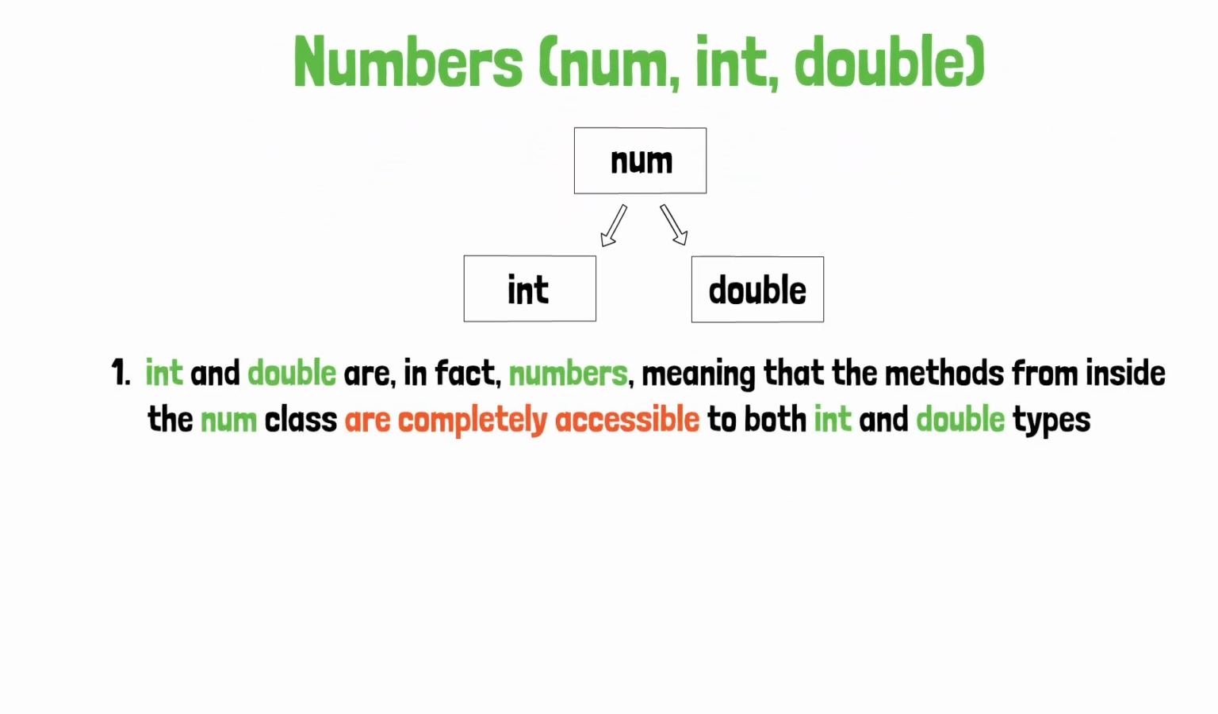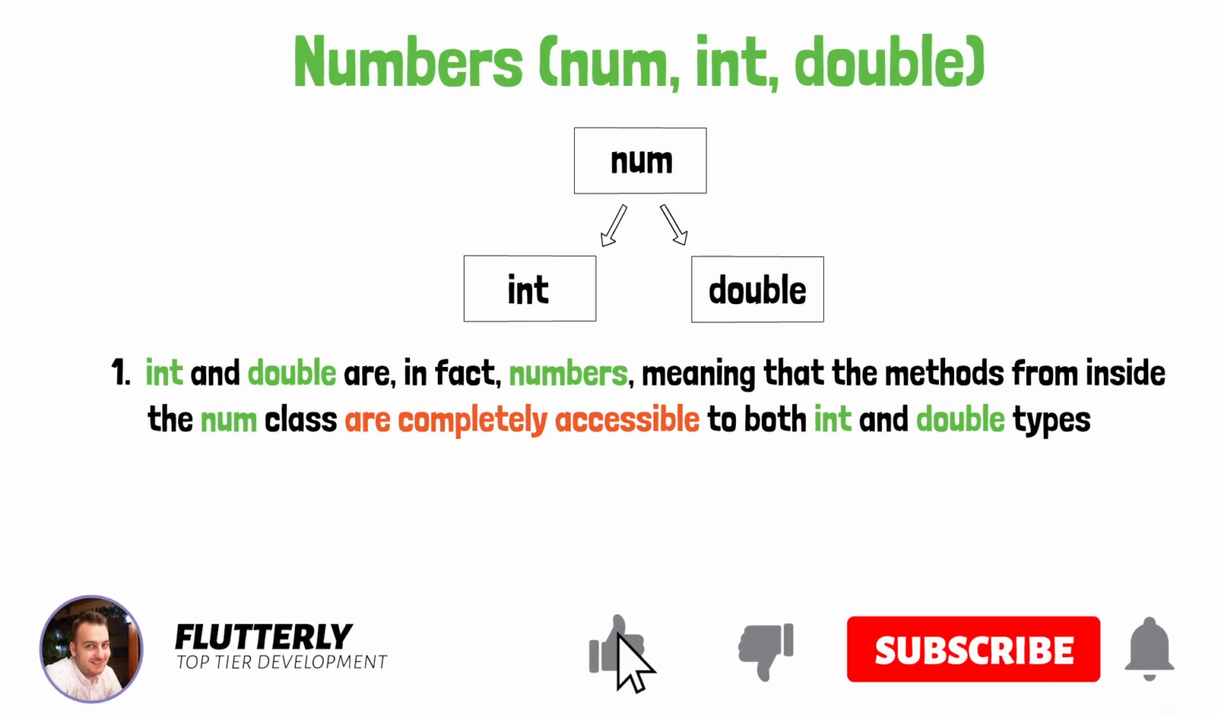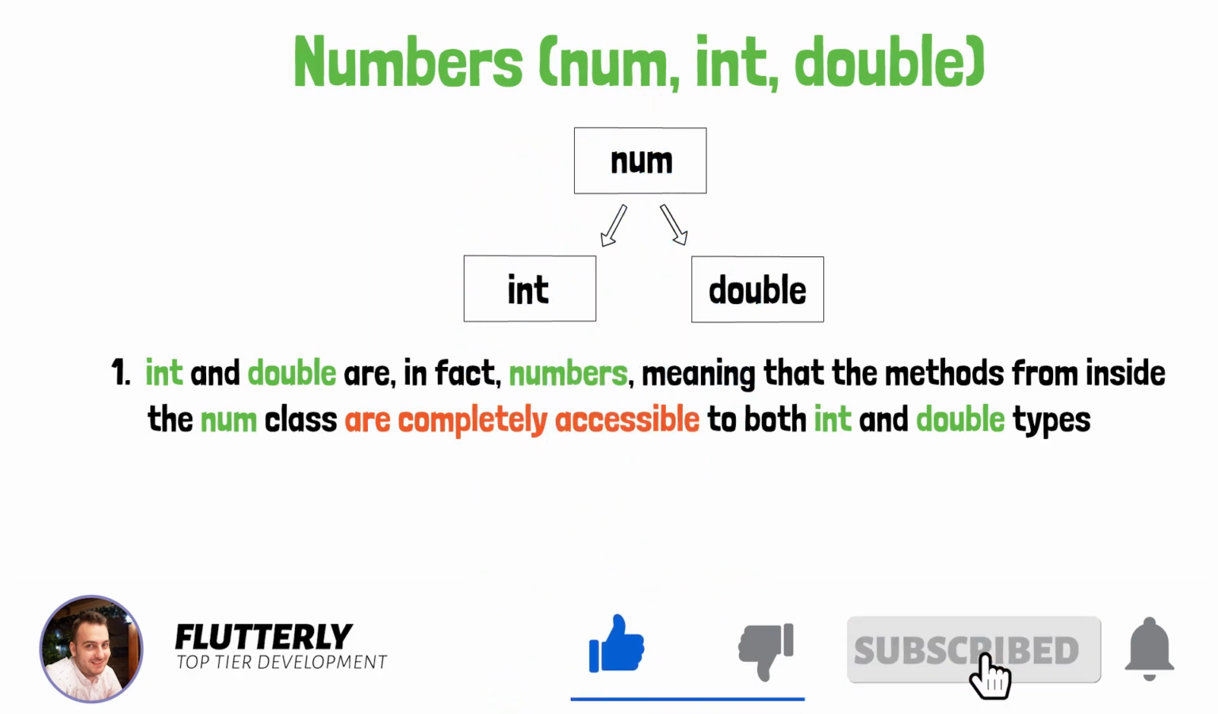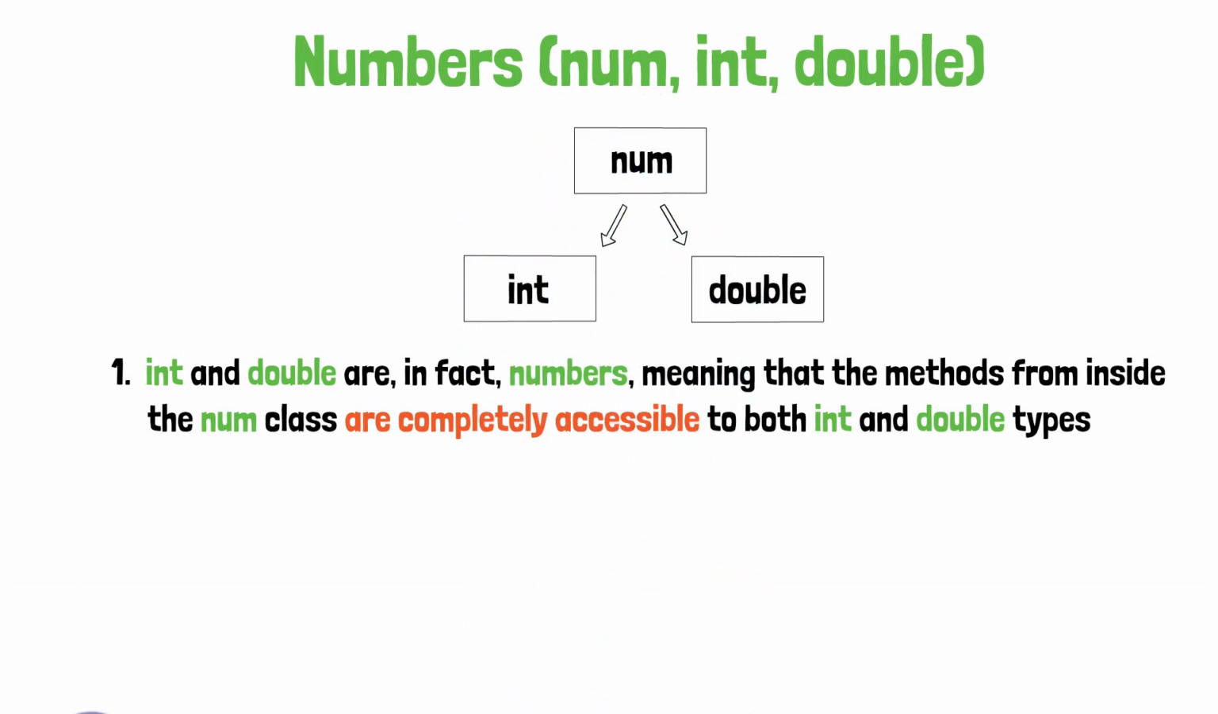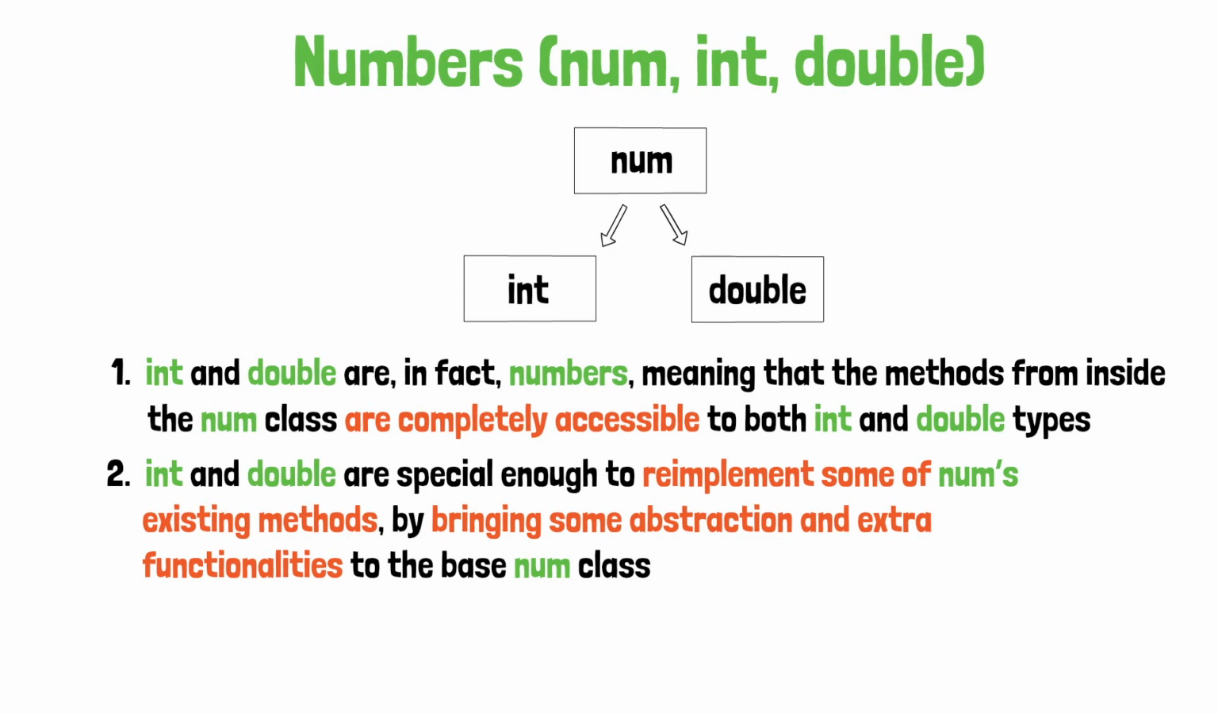First and foremost, int and double are, in fact, numbers, meaning that the methods from inside the num class are completely accessible to both int and double types. Secondly, int and double are special enough to re-implement some of num's existing methods by perhaps bringing some abstraction and extra functionalities to the base num class.